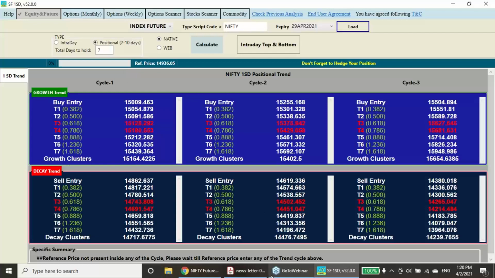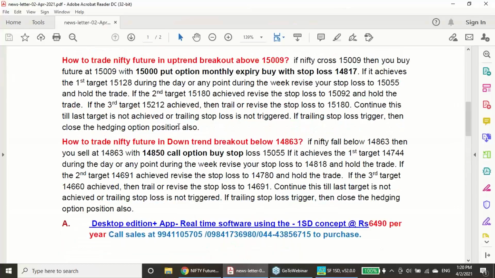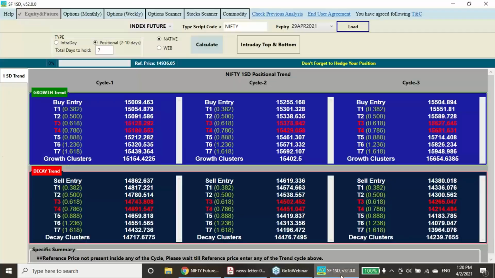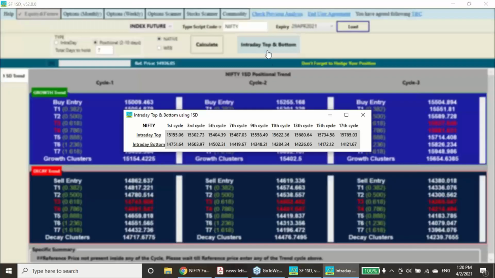The new addition we have made this time is the intraday top and bottom. You can learn the method of calculating the intraday top and bottom from this video. If you download, click here and start learning that intraday top and bottom calculation video. However, what will be the top and bottom we are expecting on Monday?